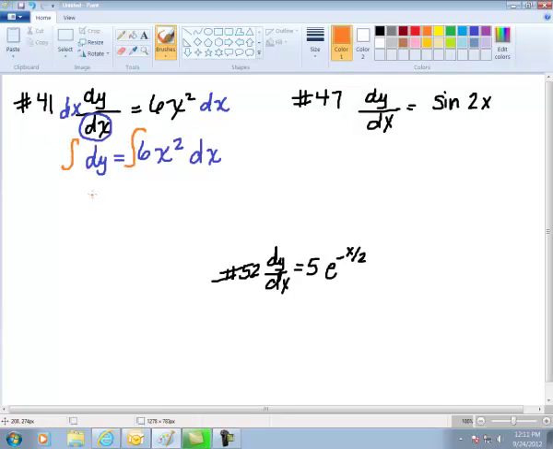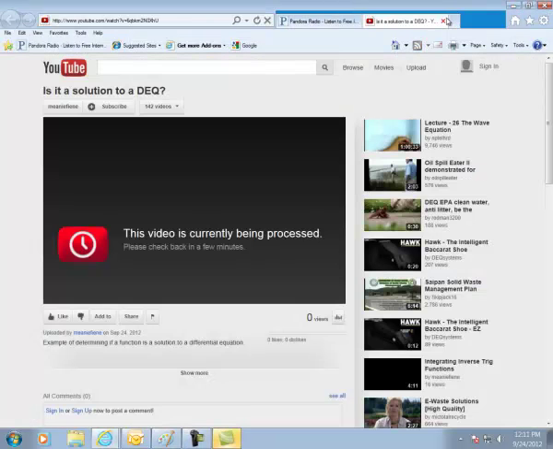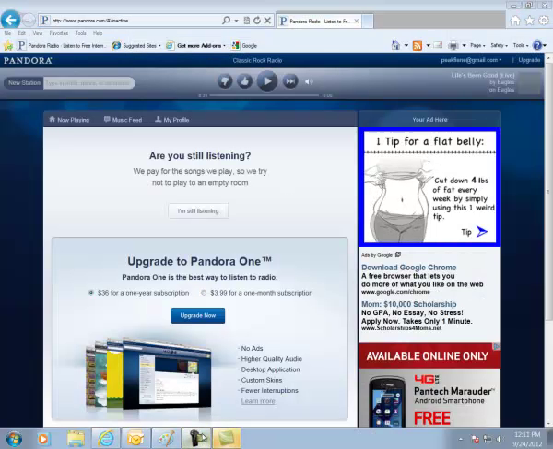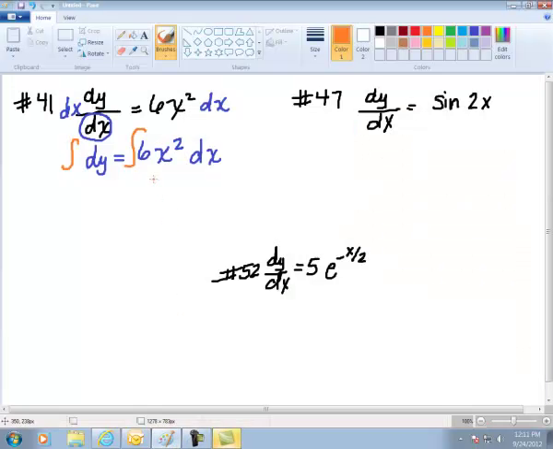The integral of dy is just going to be y. And the integral of 6x squared is going to be, well, x squared becomes x cubed. So this is going to be y. This is going to be x cubed over 3. So this is going to be 6x cubed over 3. And then I have to add my constant, because it's a general solution. And I can simplify this here. So it's going to be y is equal to 2x cubed plus c.